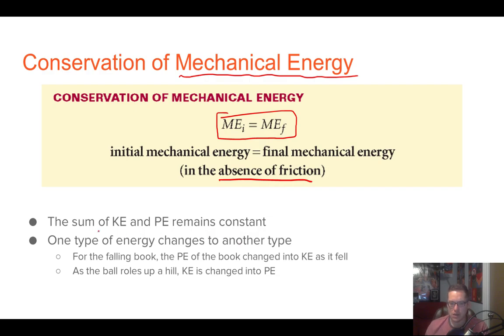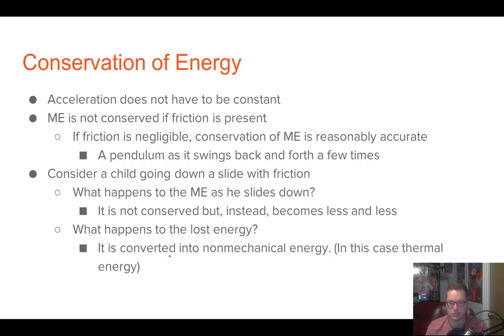All right, so the sum of kinetic and potential energy is going to remain constant. Okay, and we already talked about this. A couple of things that you need to make sure that you understand about conservation of mechanical energy here is that the acceleration does not have to be constant.